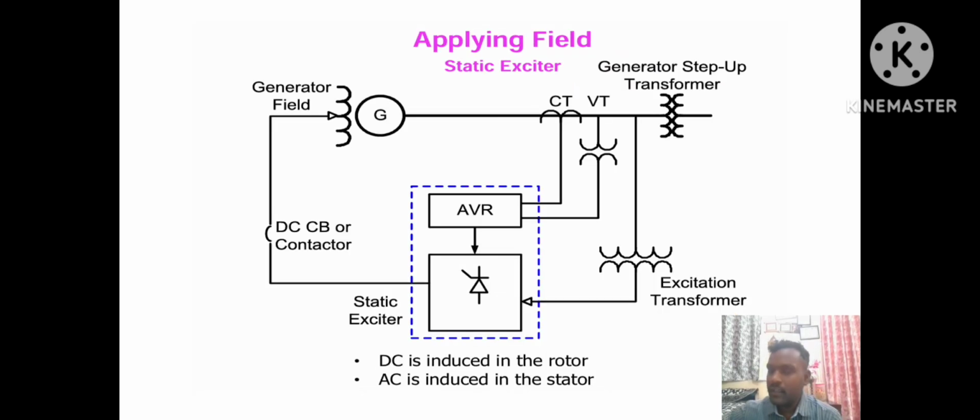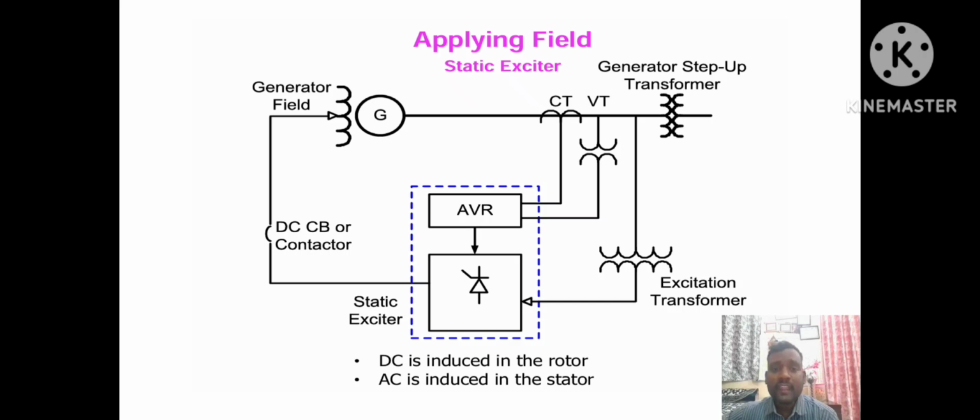Here this is a generator, and this is the generator field. This is our DC breaker, this is an automatic voltage regulator, this is a static exciter, and this is a CT and VT. One by one we will discuss how each function works.